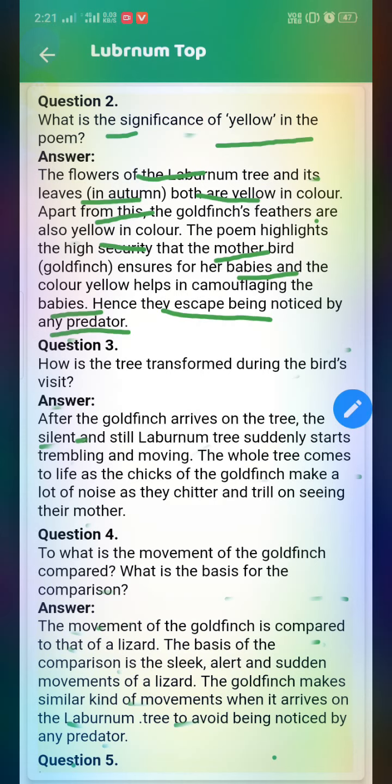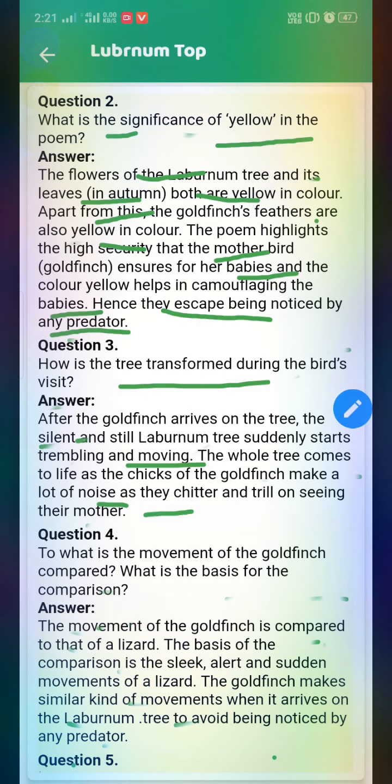Question number 3. How is the tree transformed during the bird's visit? After the goldfinch arrives on the tree, the silent and still laburnum tree suddenly starts trembling and moving. The whole tree comes to life as the chicks of the goldfinch make a lot of sounds or noise as they chitter and trill on seeing their mother.